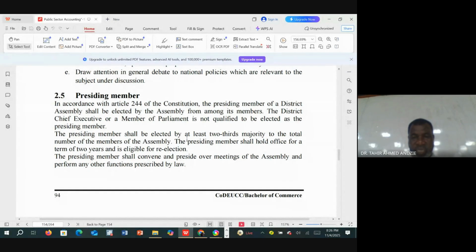So the presiding member shall hold office for a term of 2 years and is eligible for re-election. The presiding member shall convene and preside over meetings of the assembly and perform any other functions prescribed by the law. So once you are elected as a presiding member, you are going to actually be the chairman for all the meetings held by the assembly. And you may also perform any other function.